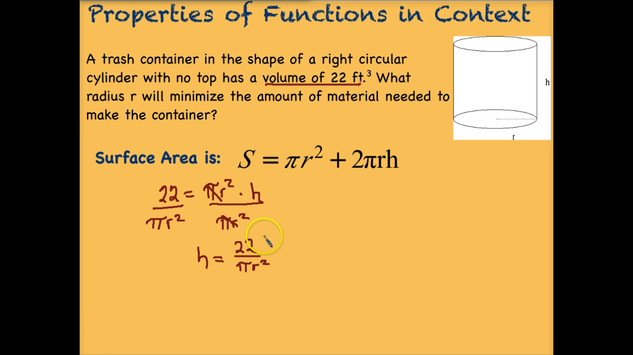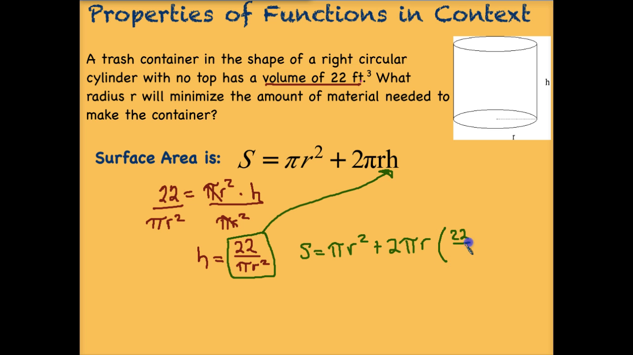Using systems of equations and substitution, we can take what h equals and substitute that in for h in our surface area equation, since our goal is to minimize our surface area. When we rewrite this equation, we get a surface area of pi r squared plus 2 pi r, and then in place of h, we are substituting 22 over pi r squared. Notice that we only have two variables now, s, which represents our y, and r, which can represent our x when we graph. All we need to do now is simplify this problem a little bit.